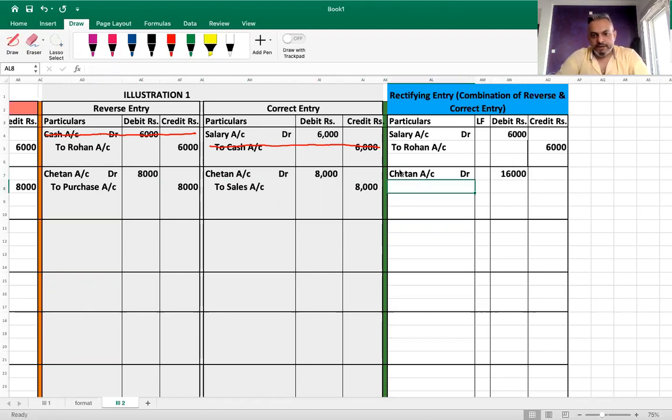So चेतन अकाउंट डेबिट ऐड कर दिया टू परचेज अकाउंट 8,000 and to sales account 8,000. So you may write to sales account and to purchase account also, or you can write to purchase to sales, doesn't matter.